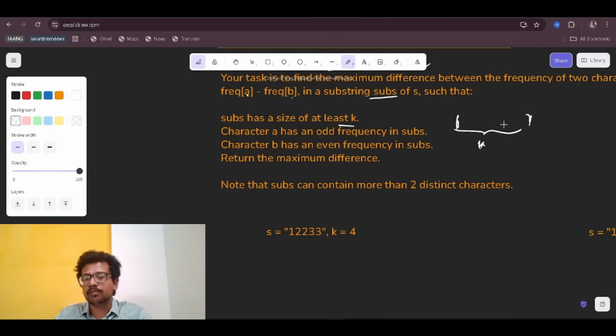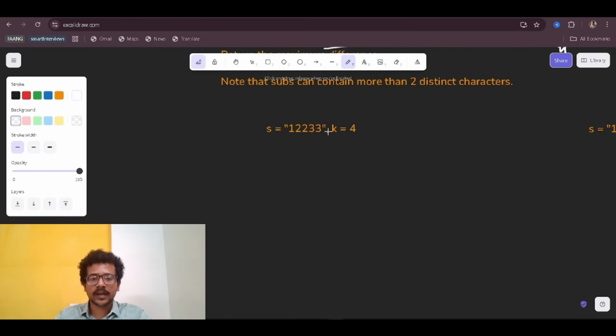That means it should be at least k, or k plus 1, and so on, and it can be even n. Character A has an odd frequency in subs and character B has an even frequency in subs. Return the maximum difference. Note that subs can contain more than two distinct characters. Now, let us look at an example.